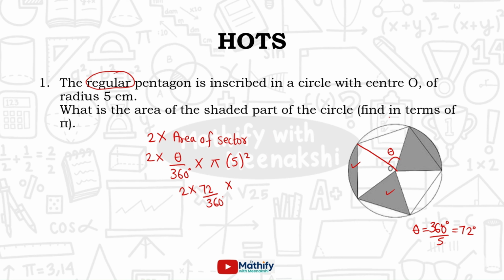Here you have to find the answer in terms of pi. So you will keep it like this only, 25. Now it's 1 by 5. You can cut this 5. 2 into 5 is 10. So the answer is 10 pi centimeter square. So read the question carefully, because in this question you have to find the answer only in terms of pi. Let's move to the last question.